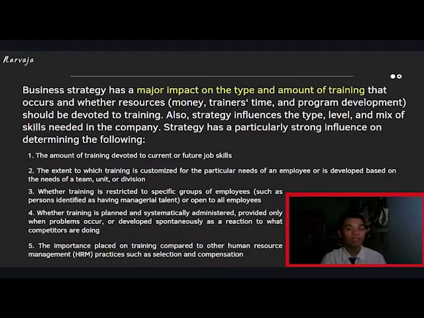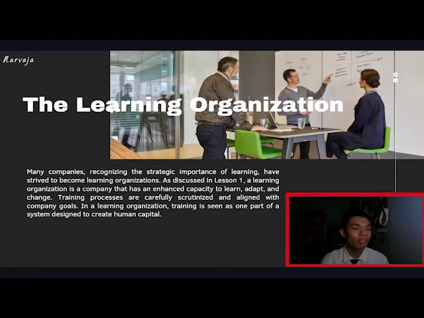So as we go along, we will be discussing the learning organization. How does it help the organization? The learning organization. Many companies recognizing the strategic importance of learning have strived to become learning organizations. As discussed in Lesson 1, a learning organization is a company that has an enhanced capacity to learn, adapt, and change. Training processes are carefully scrutinized and aligned with the company's goals.